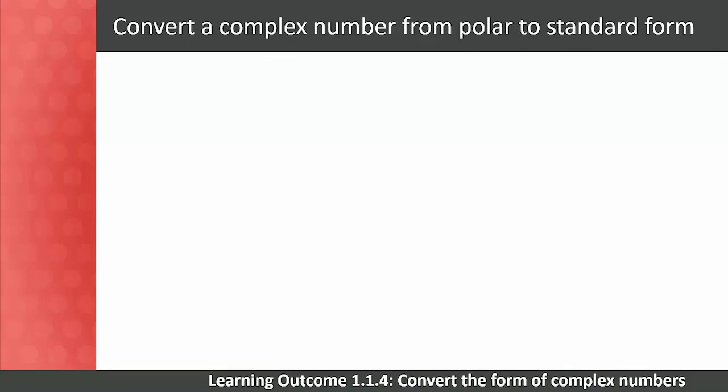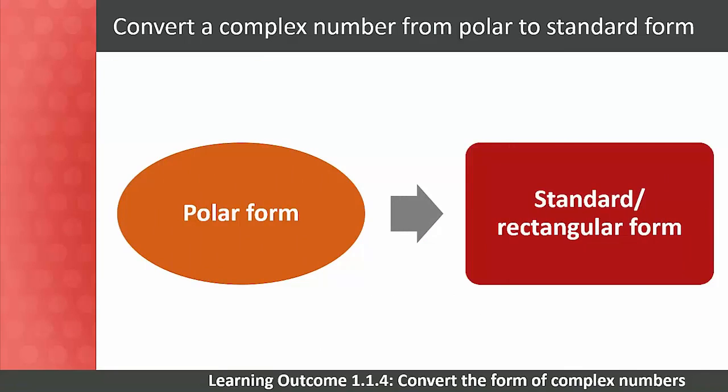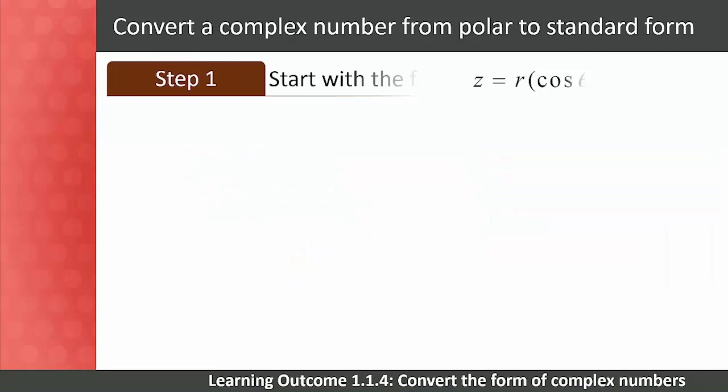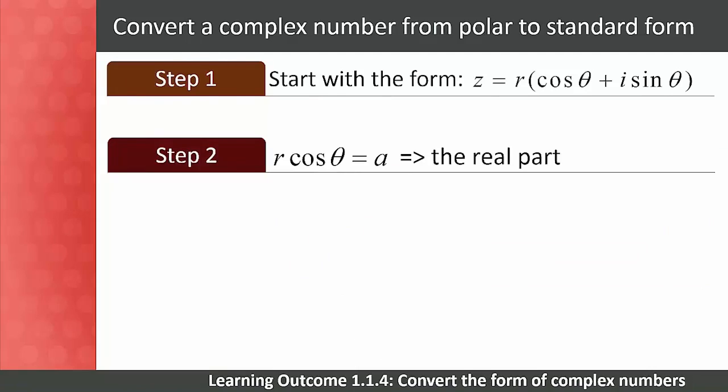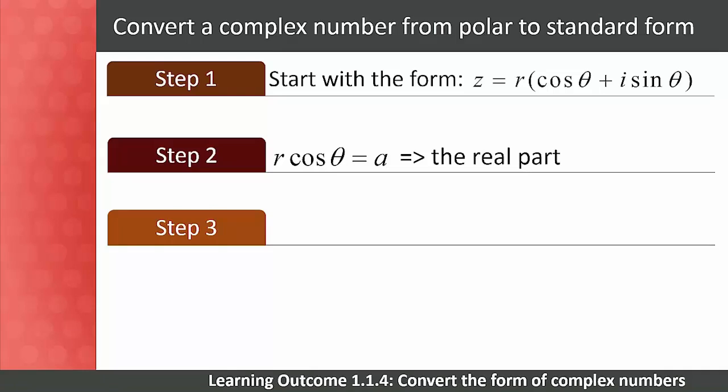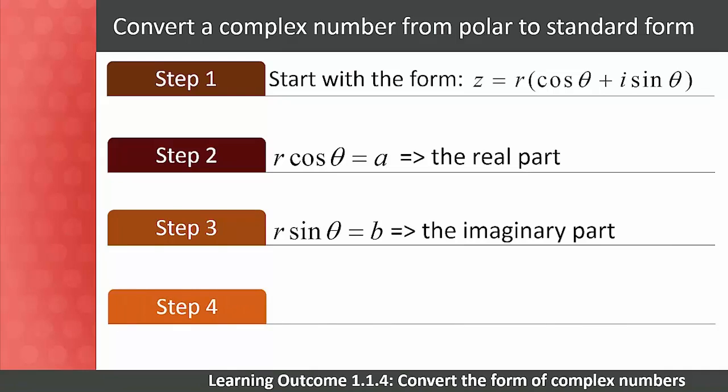Now let's take a look at the reverse, from polar form to the standard or rectangular form. Can your students remember the steps from Level 3? First, start with the form Z is equal to r (cos theta plus i sin theta). Second, remember that r cos theta gives us a. This is the real part. Step 3, r sin theta gives us b. This is the imaginary part. And lastly, we substitute the values of a and b into the standard form equation z is equal to a plus bi to get the answer.